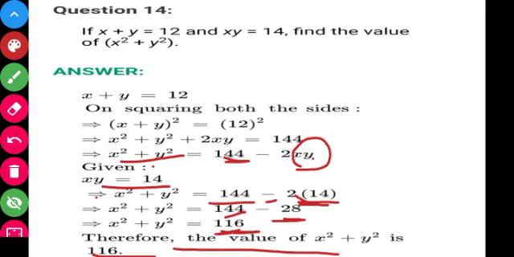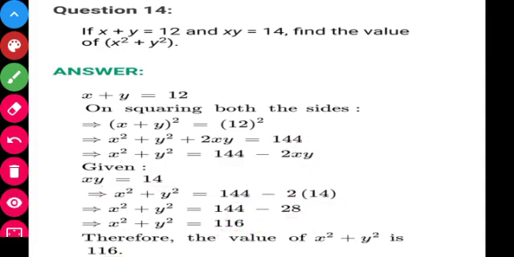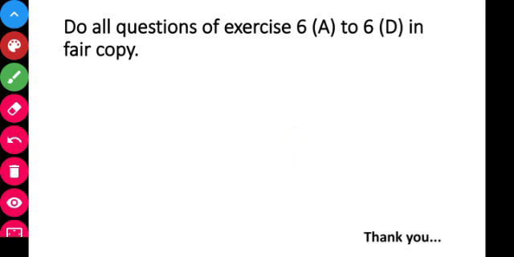So here exercise 6D is complete. You have to do all exercises, that means exercise 6A to 6D, in your copy. 6E is objective, so you can practice that. So this is complete now. Do all questions. If you have any doubt, you can ask your respective subject teachers. You can ask in your WhatsApp group or you can contact your maths teacher. Okay, thank you class.